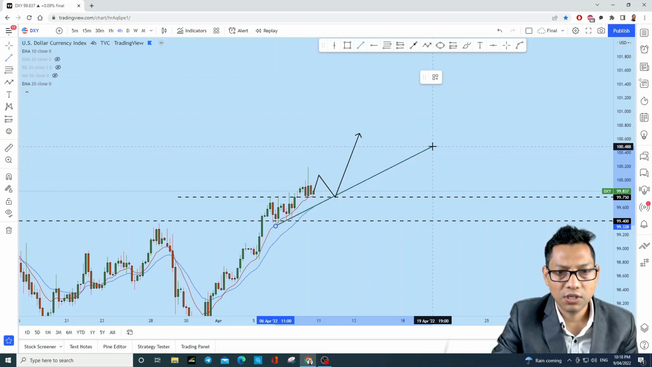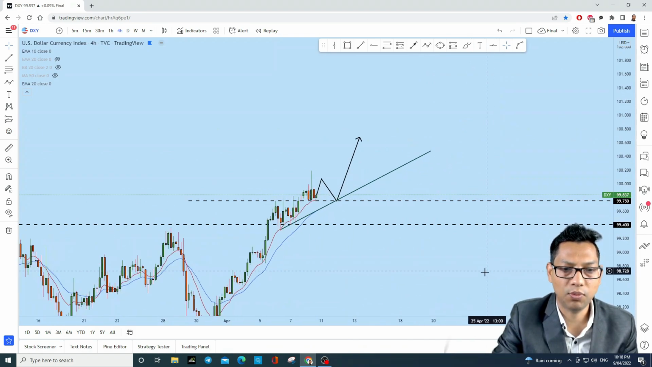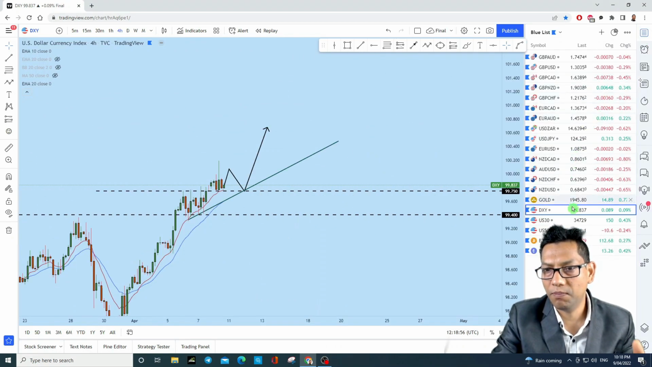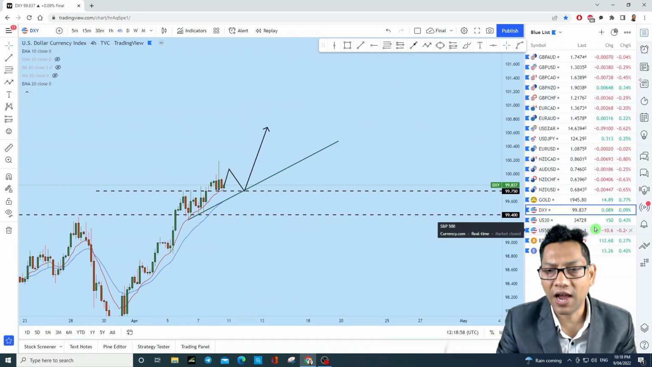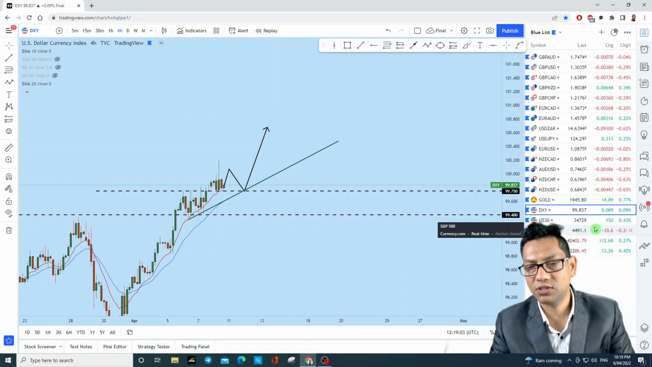Let me draw this. So it could go something like that. Okay, so this is the high probability that DXY will rise, as there is a gap opening and it's a strongly bullish market. So these are all the currency pairs, and DXY index, so dollar index.